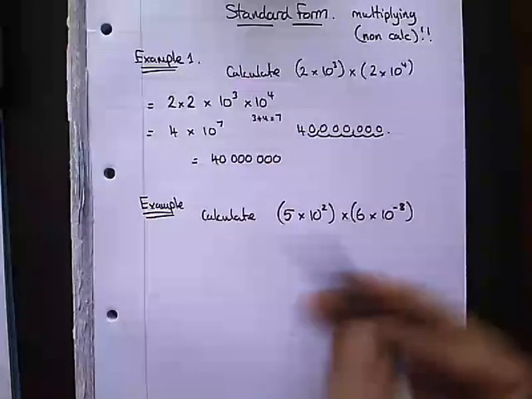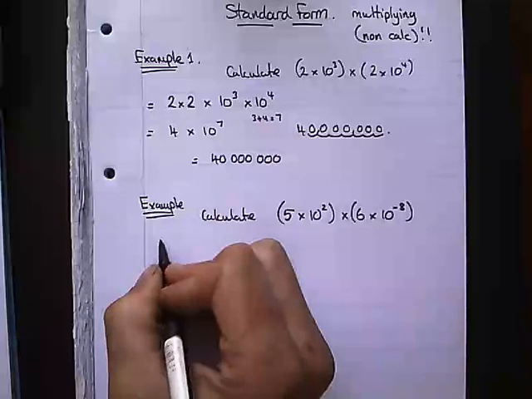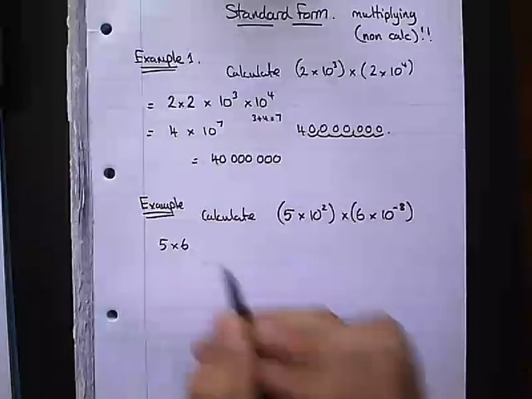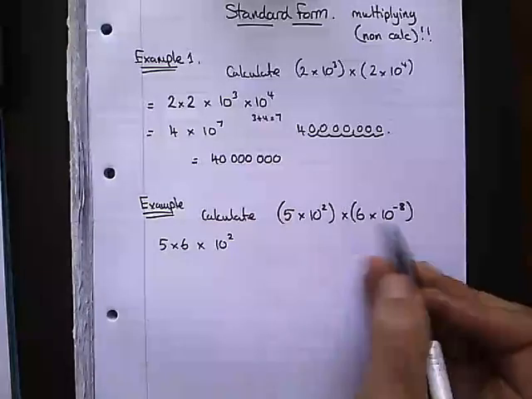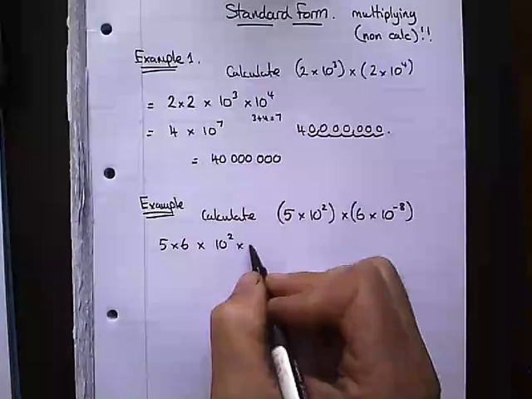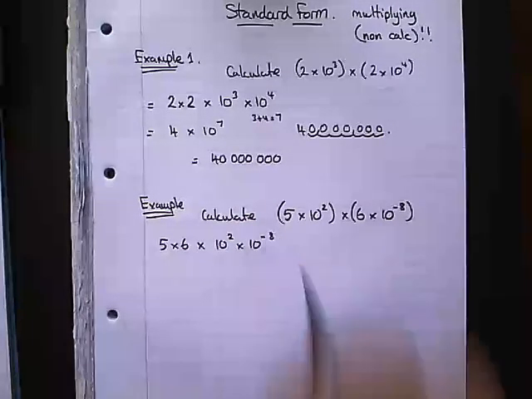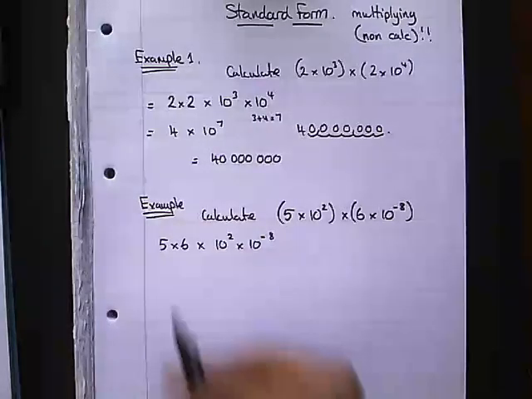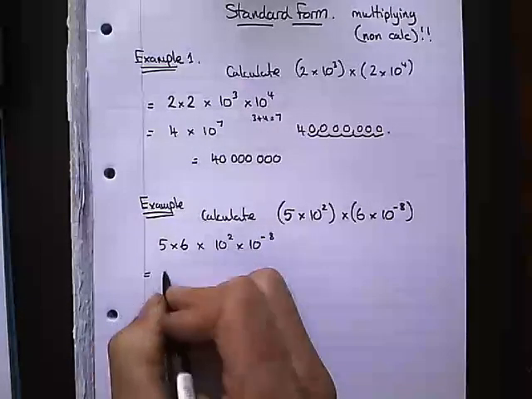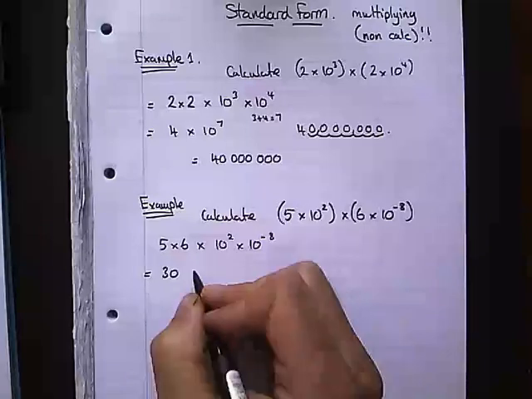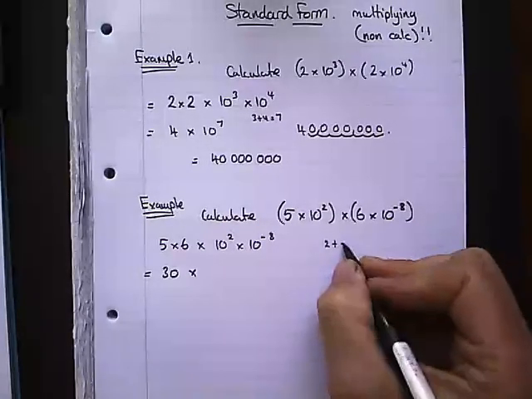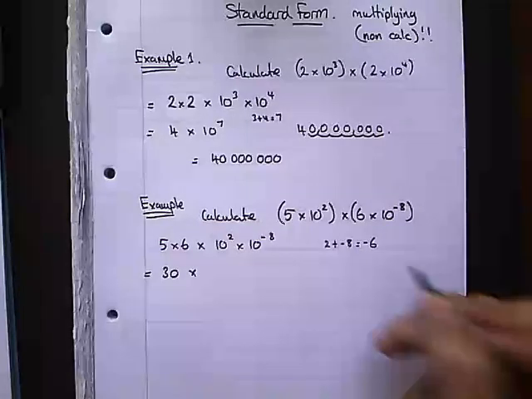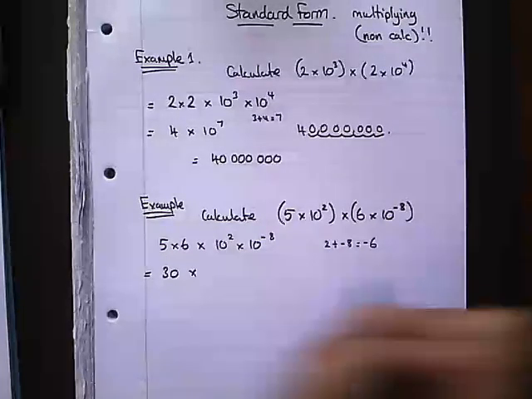So let's have a look. So 5 times 6, that's how we write it first. 5 times 6 times 10 squared times 10 to the power of minus 8. So 5 times 6 is 30. And then if I were to add 2 and minus 8, 2 plus minus 8 equals minus 6. So the new power is going to be minus 6.